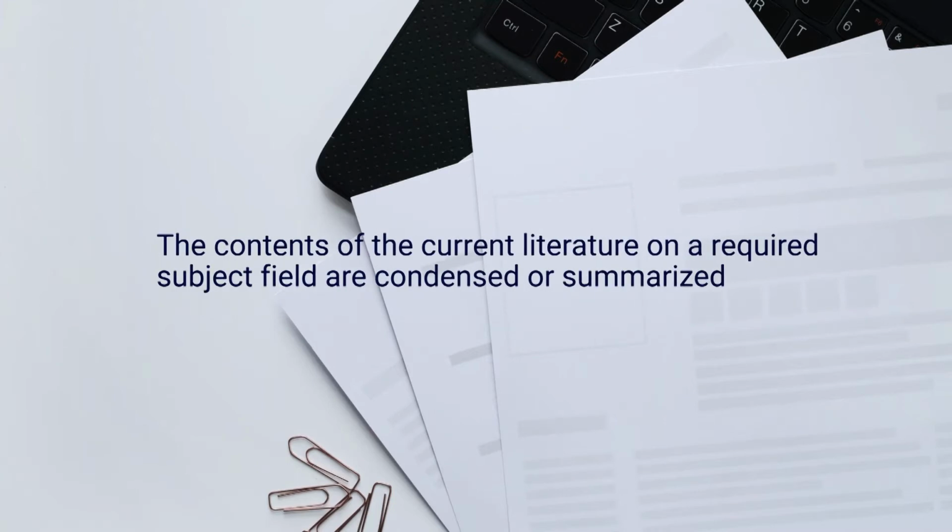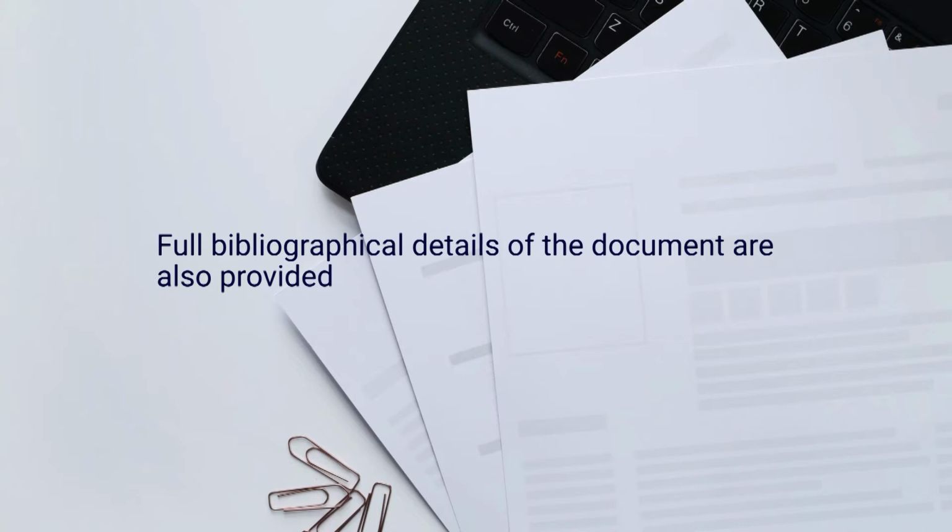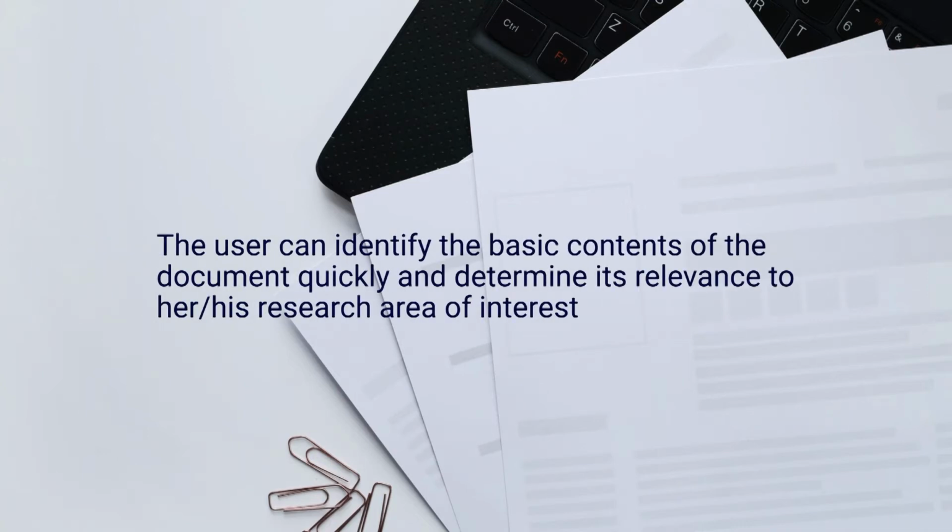Now, let us first understand what is condensation service. As I was telling you, contents of current literature on a required subject field are condensed or summarized under this service. Full bibliographic details of the documents are provided. The user can identify the basic content of the document even without going to the full document. That means you read 5 lines of a document and understand what is written in the rest of the 100 lines of that document. So, this is how condensation service helps a researcher to understand the summary or abstract of a document, and that provides them, in this busy hour of information seeking, what exactly is my requirement and what I should not go through. So, this is what is meant by condensation service.